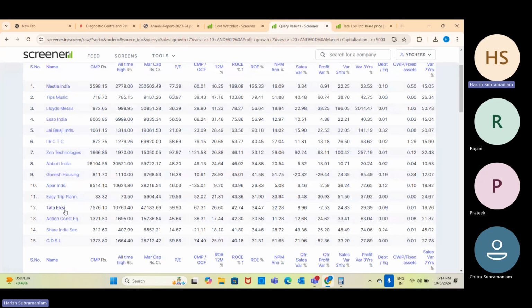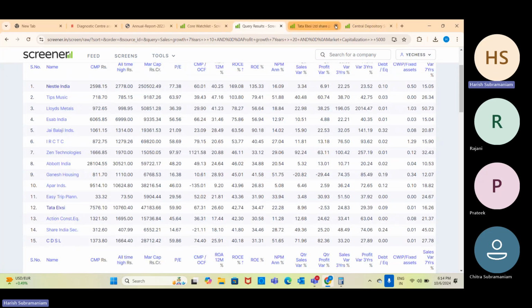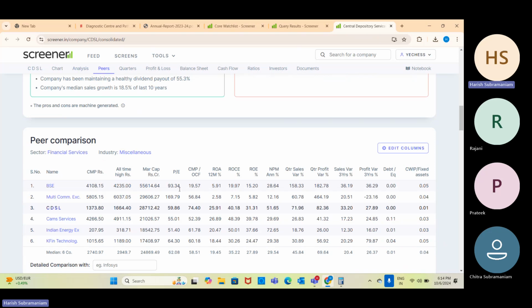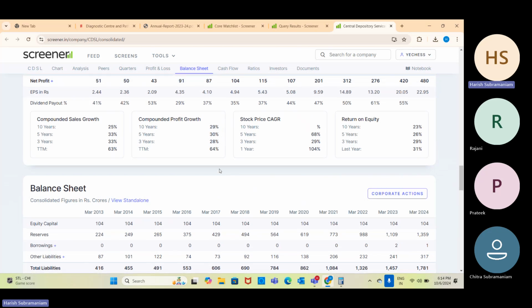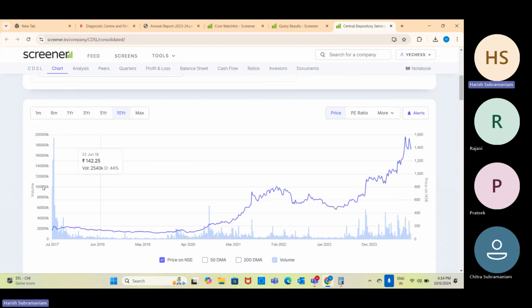Let's take CDSL. All our shares are stored in CDSL, for example. And then we look at the last 10 years. Here you can see sales growth is 25% in 10 years and 33% in 5 years. Profit growth is 29% in 10 years, 30% in 5 years, right? This is one of the key parameters we'll use. There'll be several other things, but this is just one of them.